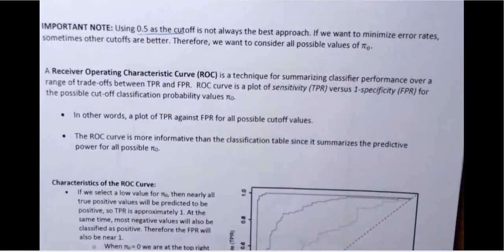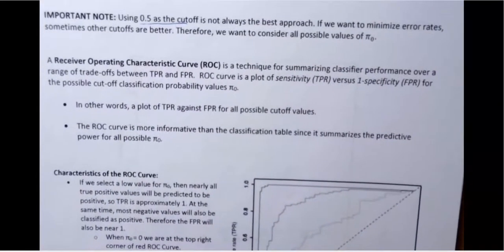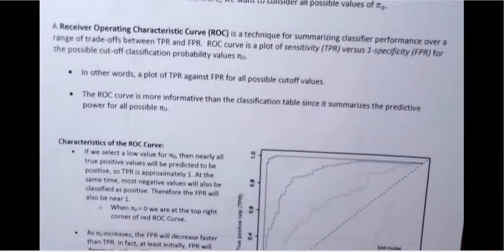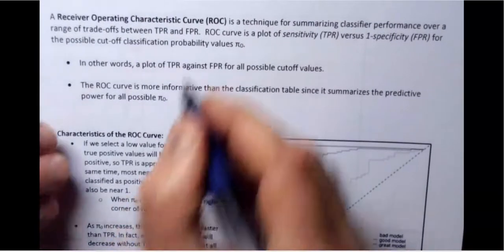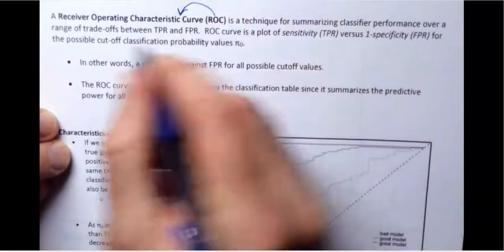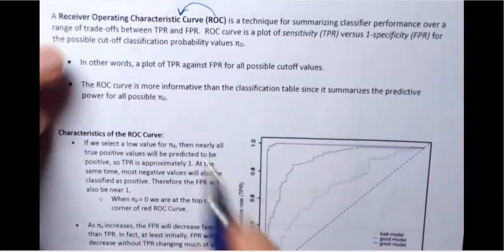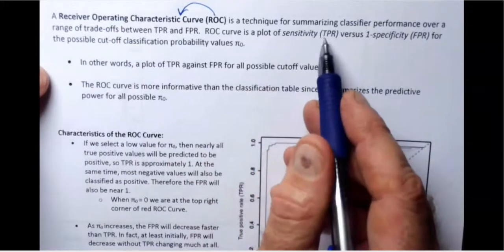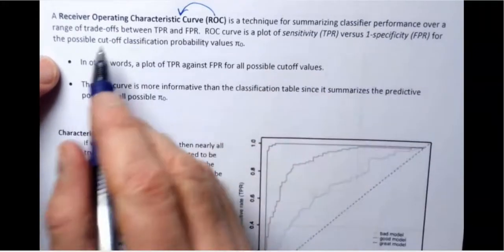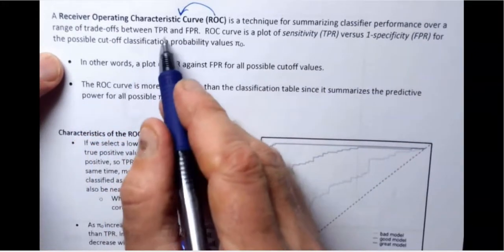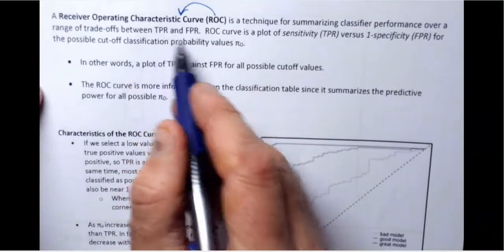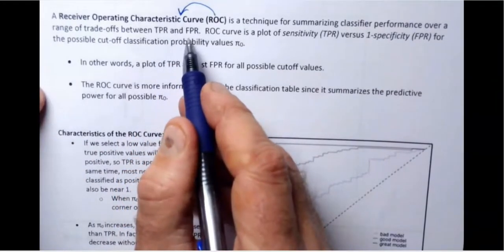So we might want to consider all possible values of pi 0. And the best way to do that is to use this thing called a receiver operating characteristic curve, or ROC curve. Again, it's a technique for summarizing classifier performance over a range of trade-offs, or cutoffs, between true positive rate and false positive rate.